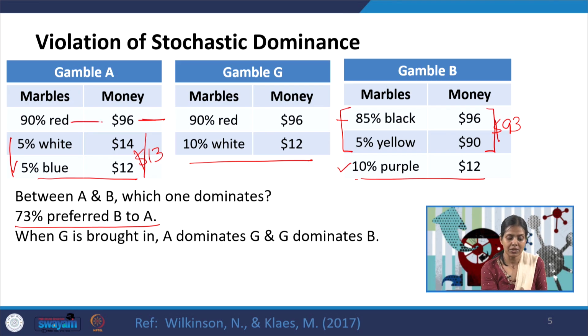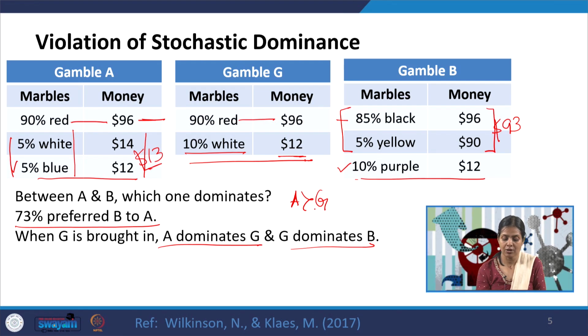So, 90% red 96, 90% red 96, and 5% white blue, 10% white, this is $13, this is $10. So, what happens is that A dominates G very clearly, and in a similar fashion we can also show that G dominates B. So, A dominates G and G dominates B, which implies A dominates B following the principle of transitivity.